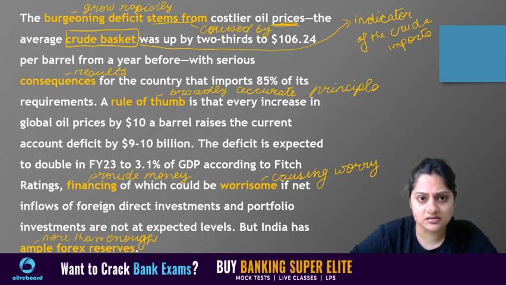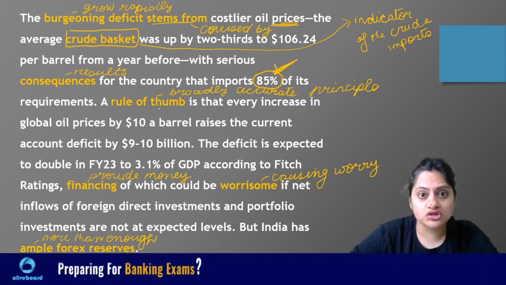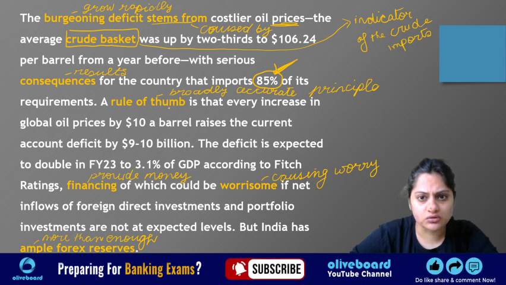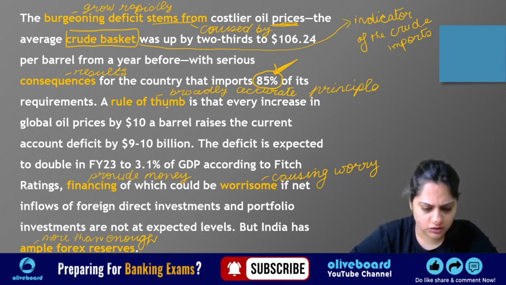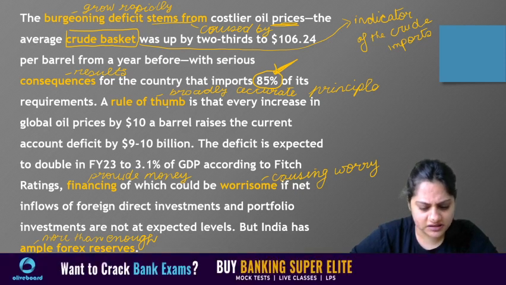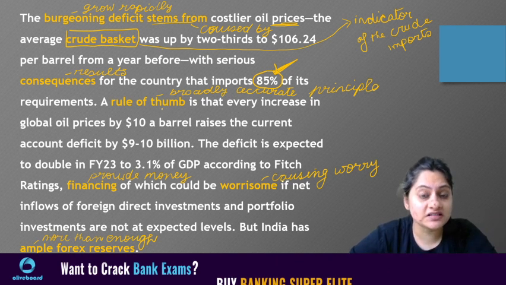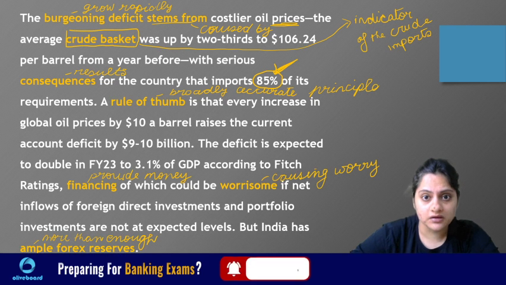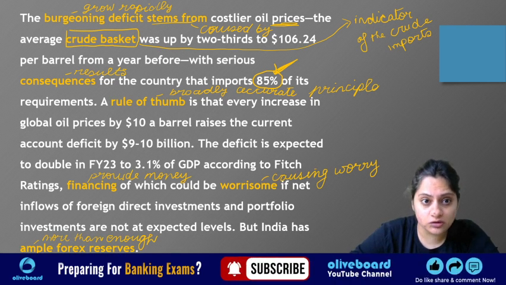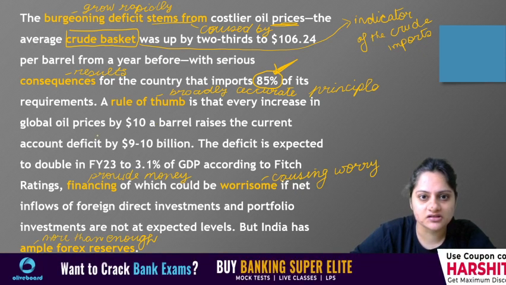Consequences means impact, results. We import 85% of our oil requirement, which is a huge amount, right? So a rule of thumb is a general, broad, accurate principle which we talk about. You can say it is something based on practice rather than theory. Based on experience, we have a particular rule of thumb that every increase in global prices by $10 raises the current account deficit. This is normal, which happens, we have seen from experience.